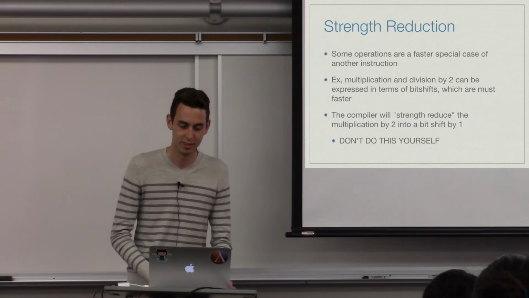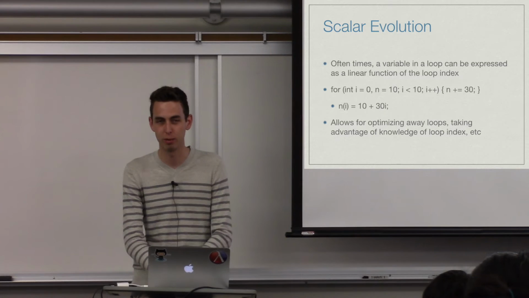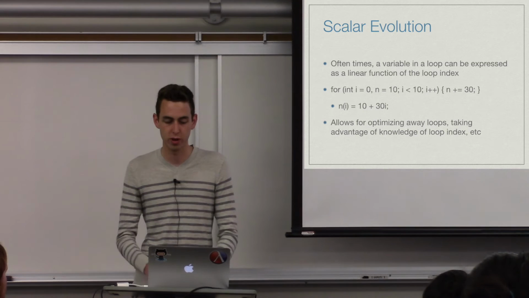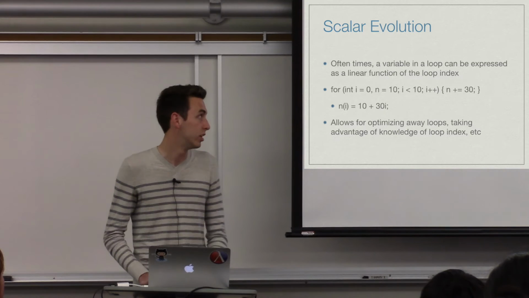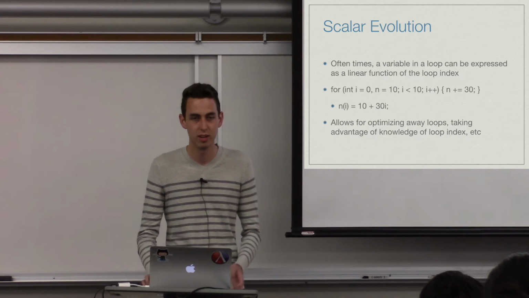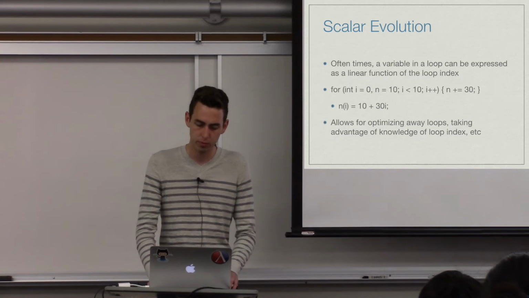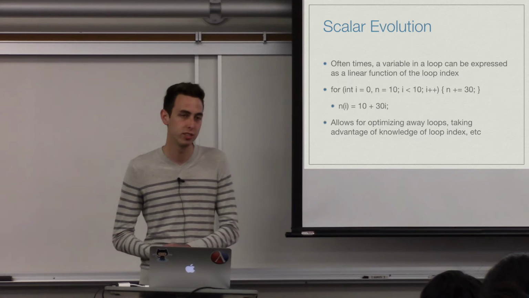Another cool, more cutting-edge optimization is called scalar evolution, which is how a variable evolves through the course of a loop running. The goal is to take some piece of code that encodes a loop and determine what the values of its variable are based on some linear formula. A really trivial example: if you have a loop that goes 10 times and adds 30 to n, you have this really simple formula you can pull out, where n is 10 plus 30i. But this will allow some trivial loops to be optimized out entirely. It allows certain cases of loops to just substitute the value that you know something has to be.